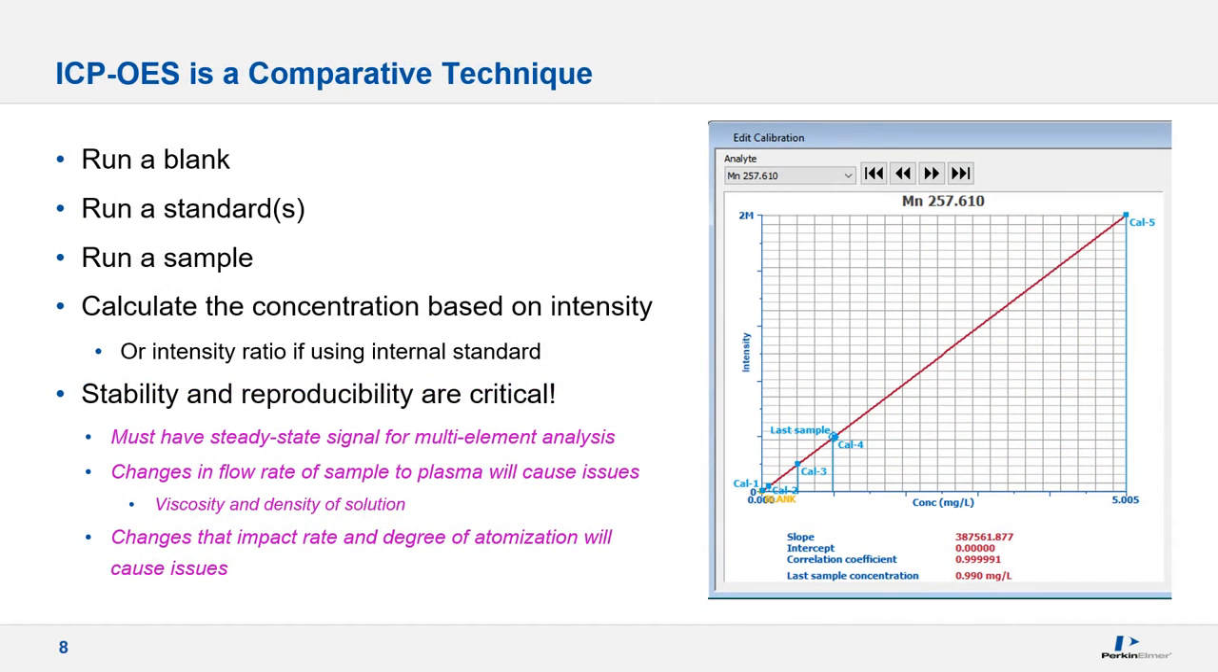Keep in mind that ICP-OES is a comparative technique. You have to run blanks and standards to calibrate the instrument. The sample result is calculated by comparing the sample intensity to that of the calibration curve. It is critical that your signals are stable and reproducible. If your sample matrix is much different than that of your calibration standards, or you have a matrix interference present, this will change the slope of your calibration curve and lead to inaccurate results.